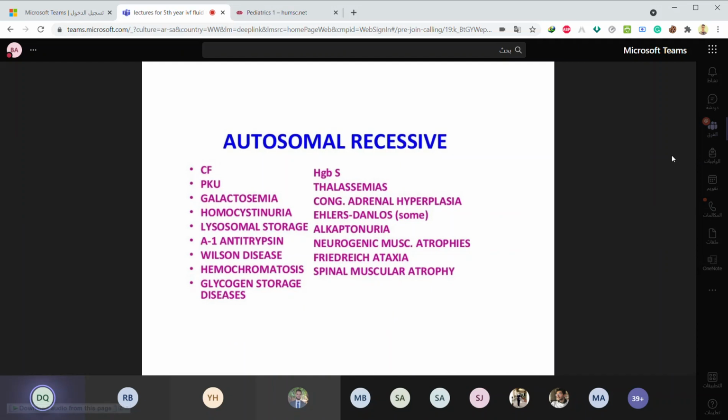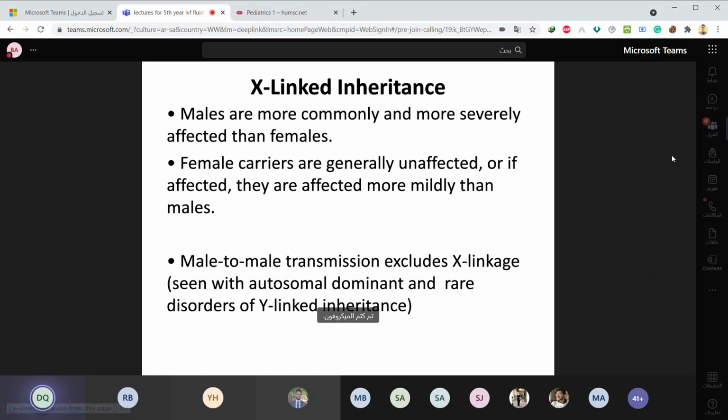Autosomal recessive diseases include cystic fibrosis, phenylketonuria, galactosemia, homocystinuria, alpha-1 antitrypsin deficiency, Wilson disease, glycogen storage disease, thalassemia, congenital adrenal hyperplasia, alkaptonuria, neurogenic muscular atrophy, Friedreich's ataxia, and spinal muscular atrophy. So we have severe diseases that affect life, like neurogenic muscular atrophy and spinal muscular dystrophy. All of them will die at a younger age.